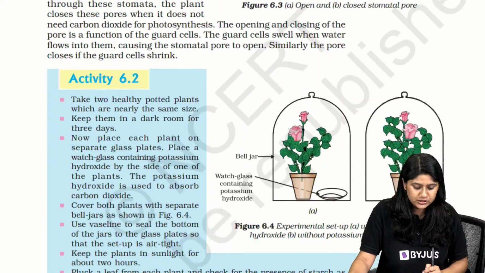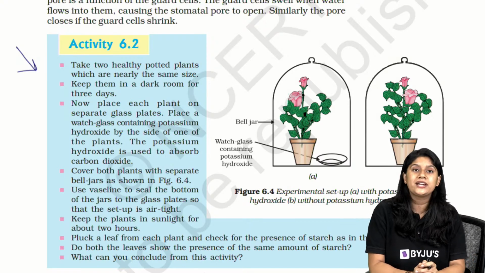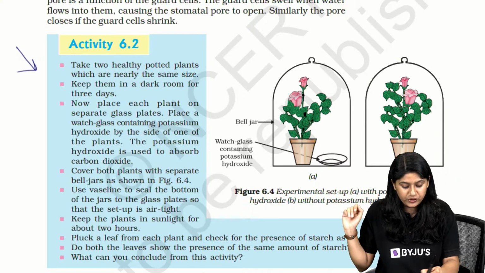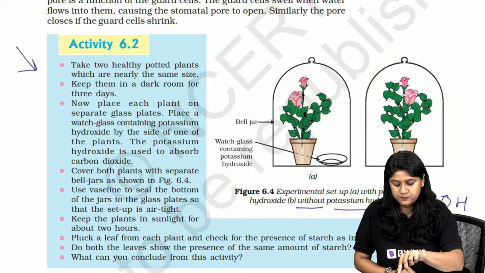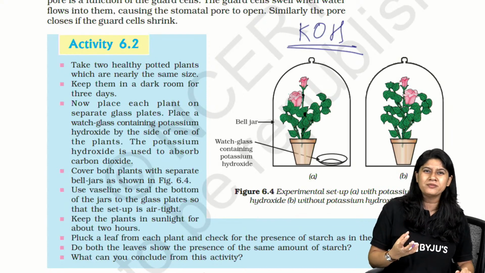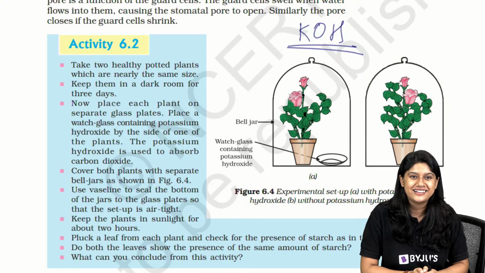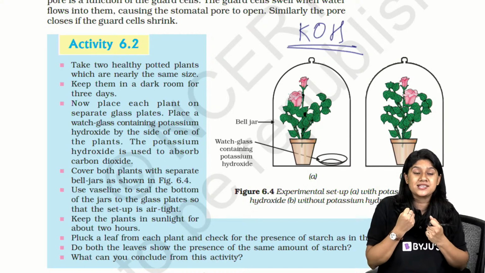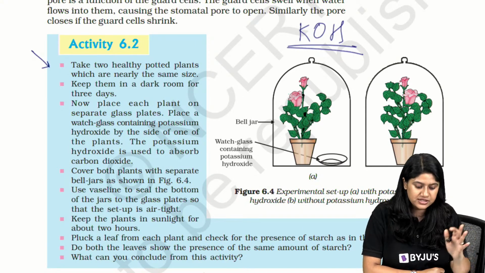Now let's talk about this part. How many of you have seen this experiment? How many of you have seen this experiment? We have the potted plants, and what we have over here is potassium hydroxide, KOH. I'm sure you remember the KOH. Why do we perform the experiment with KOH? Very good. KOH actually helps in the absorption. It will be absorbing which gas? CO2.